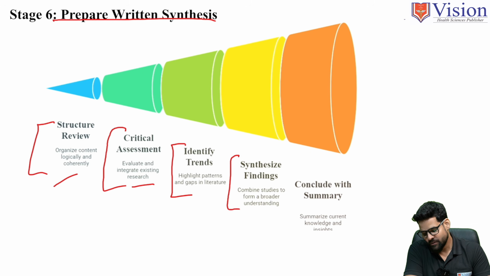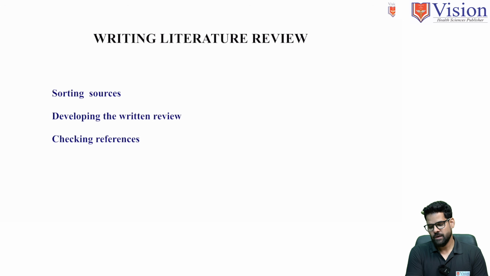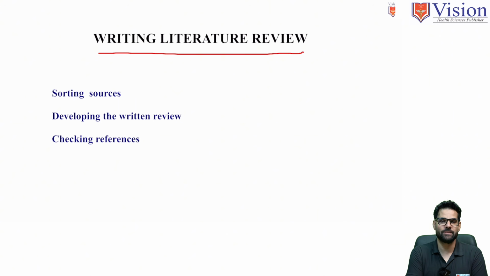Okay, then conclude and summarize. Now we'll talk about another important part of the literature review, that is writing the literature. It has a practical implication for students. Like in the previous slides, we have seen how to perform the literature review, and once you have done that, the next important point is the writing.